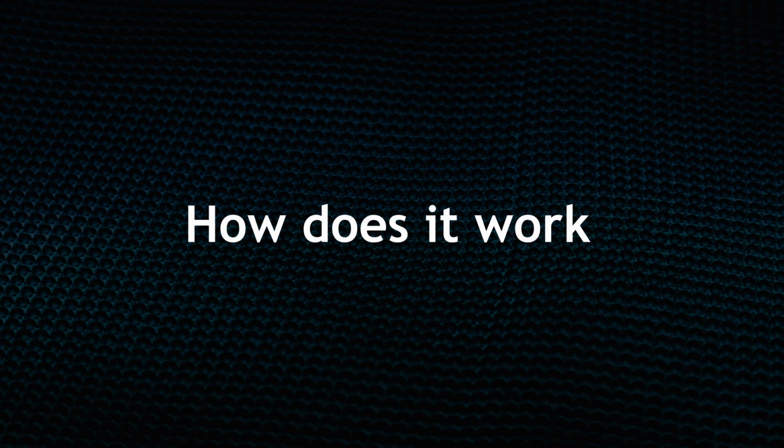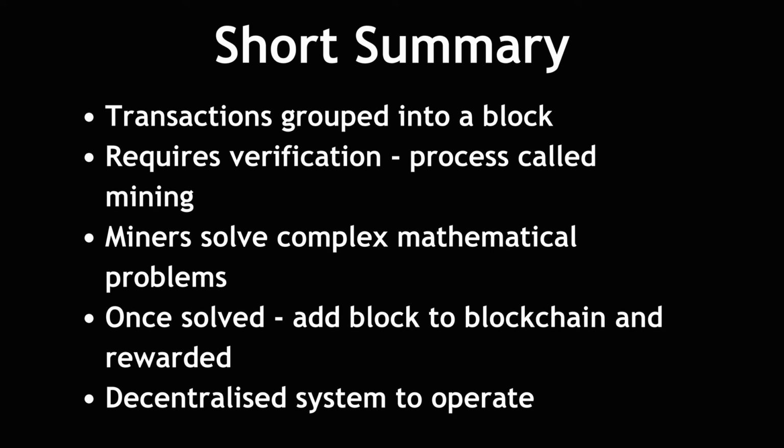So how does cryptocurrency work? When you make a transaction with cryptocurrency, your transaction gets grouped with other transactions into a block. Before this block is added to the blockchain, it needs to be verified. This process is known as mining.